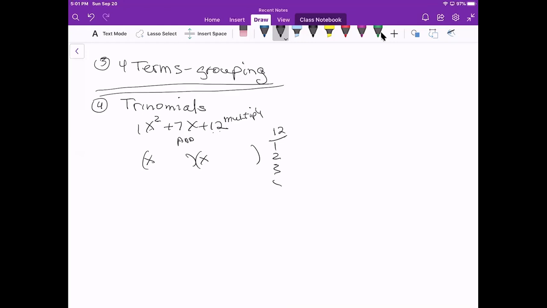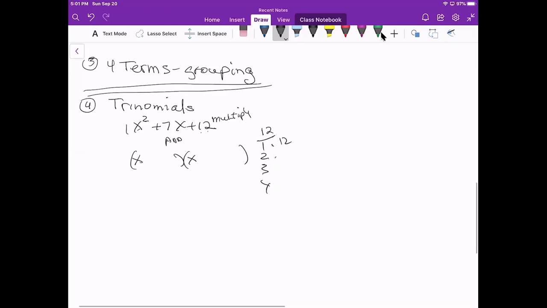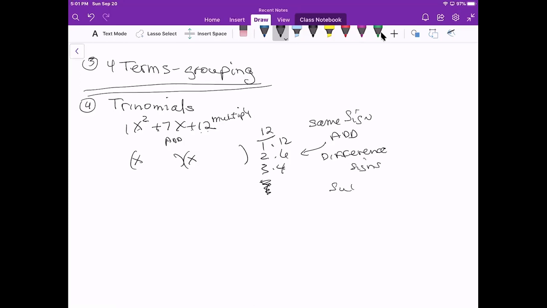1, 2, 3, 4. Let's see. 1 times 12, 2 times 6, 3 times 4. 4, I already have 4. All right, so let's see. The signs are the same. If you have the same sign, you're going to add. If you have different signs, you're going to subtract to get the middle term.